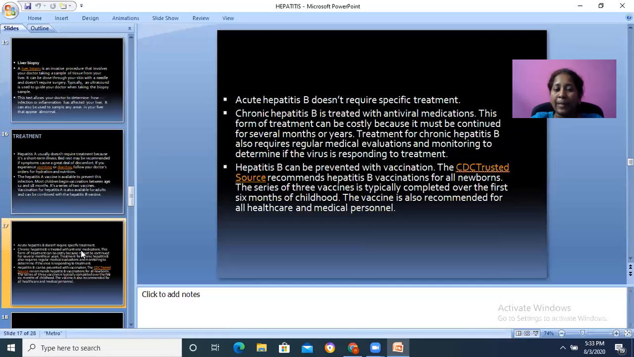Hepatitis B can be prevented with vaccinations. The CDC recommends hepatitis B vaccinations for all newborns. The series of three vaccines is typically completed over the first 6 months of childhood. The vaccine is also recommended for medical professionals and all healthcare personnel.